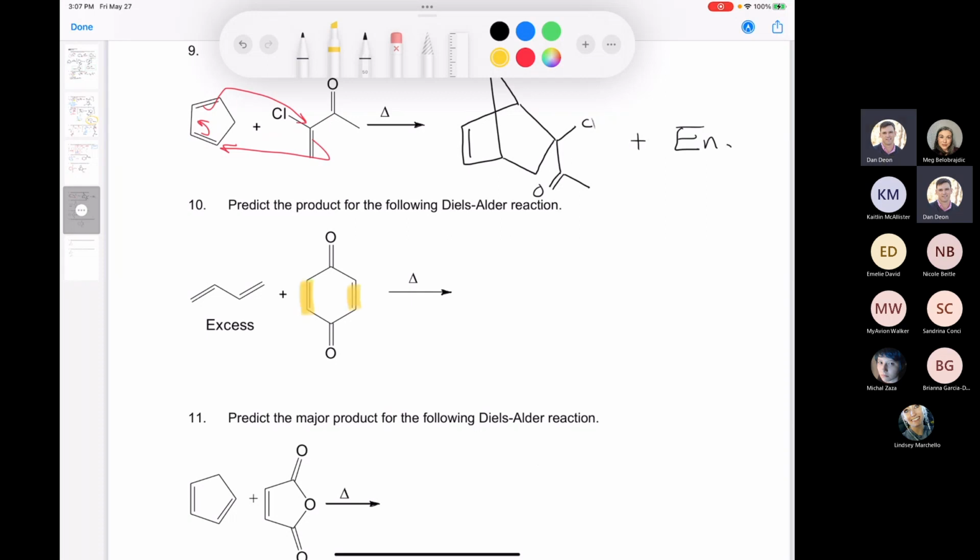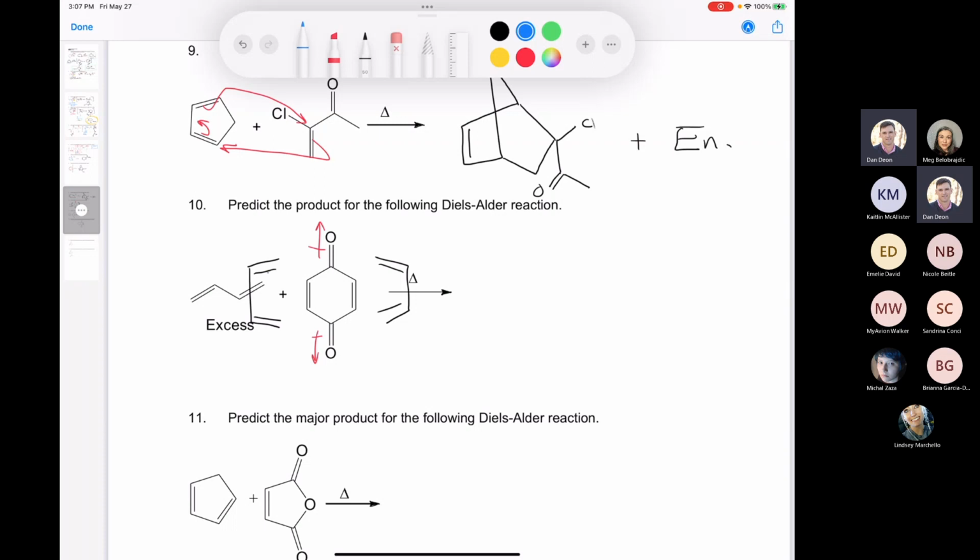We've got a double bond here and a double bond here, and an electron-withdrawing carbonyl here and another one here. So if we have excess, you can think of the diene being here, and then it could also react on this side. It could do two Diels-Alder reactions, right?